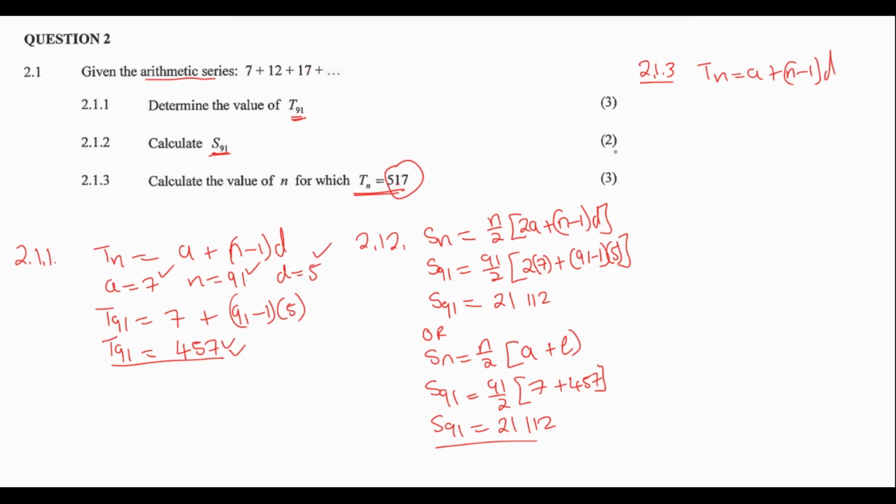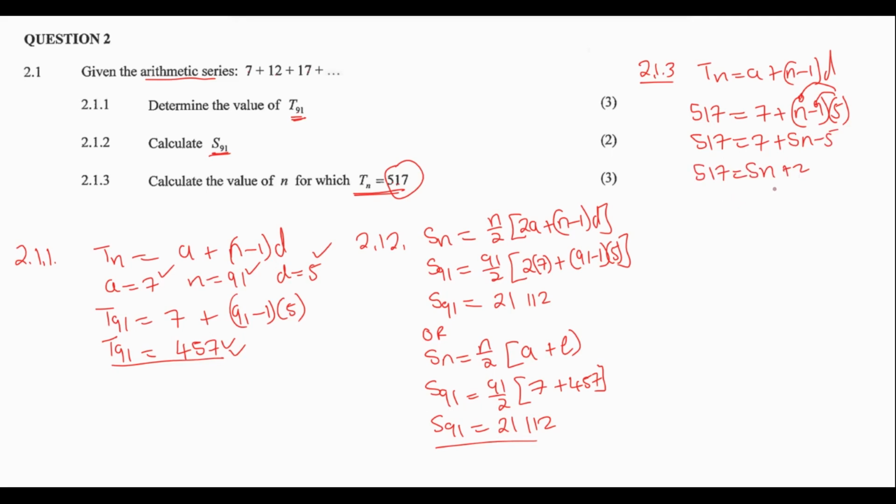We're finding n here. So our term is 517, which is equal to our a. Our a is 7, then plus (n minus 1). n, that's what we're looking for, n minus 1, and then the difference is 5. Okay, you can distribute 5 here. We get 517 is equal to 7 plus 5n, and then minus 5. Right, 517 is equal to 5n plus 2.